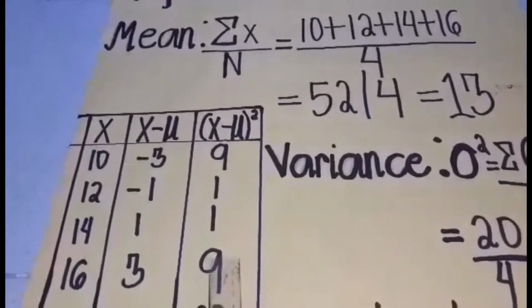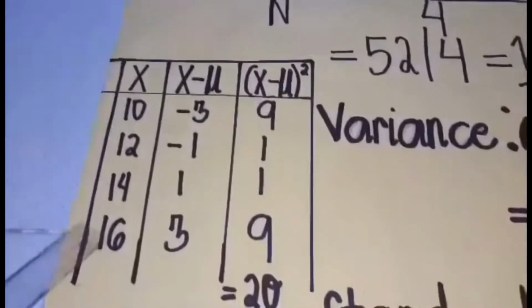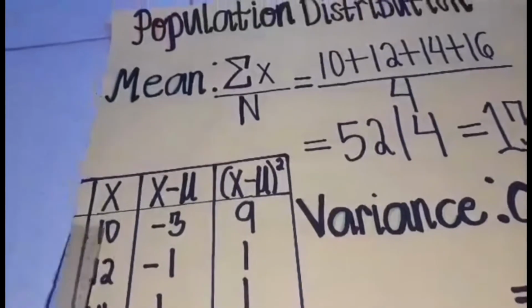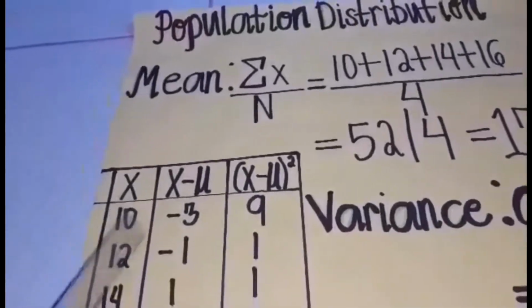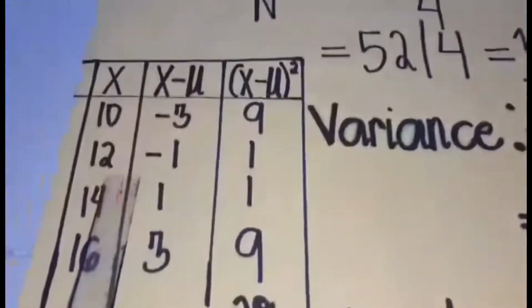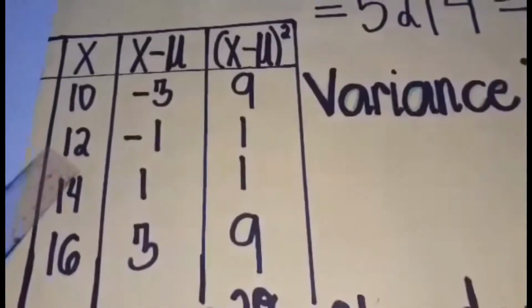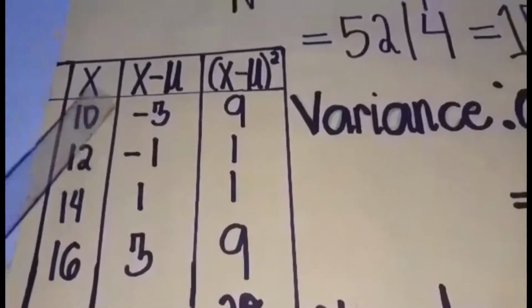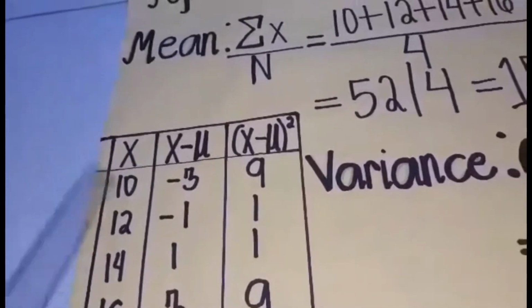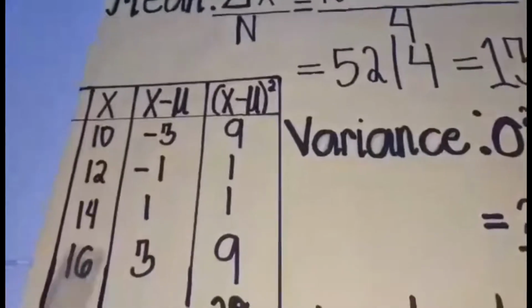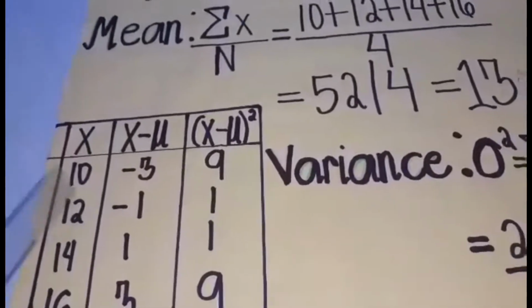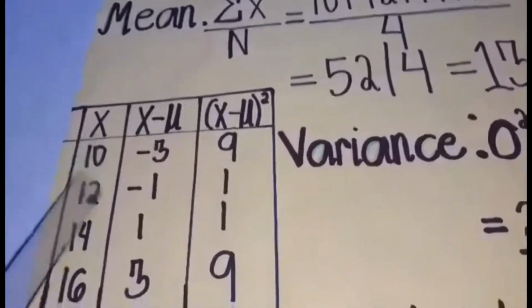So, here, sa ating first column, kung nakikita n'yo, may x tayo dito, which represents the random variable. So, ililist down lang natin lahat ng nandito, okay? Kasi ito nga yung ating random variable. So, here, 10, 12, 14, and 16. So, yun ang ating x, okay? Sa ating sample dito sa population distribution.